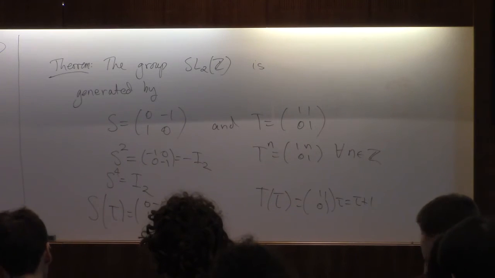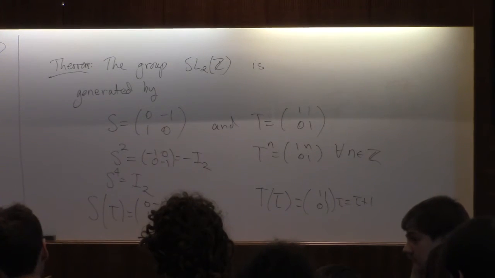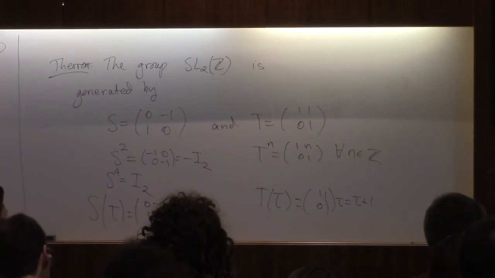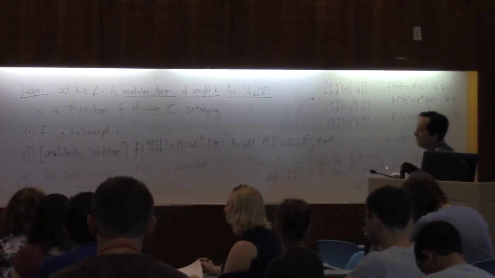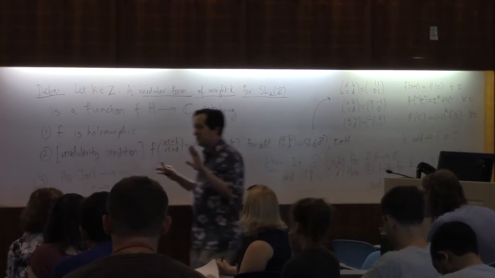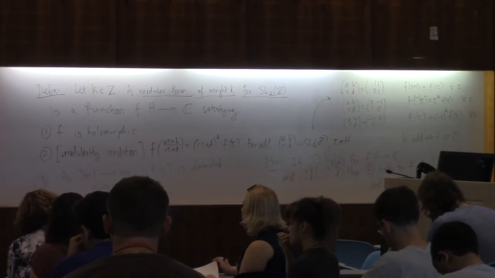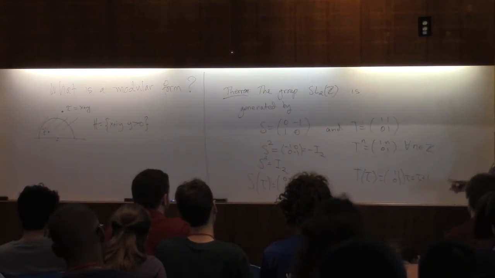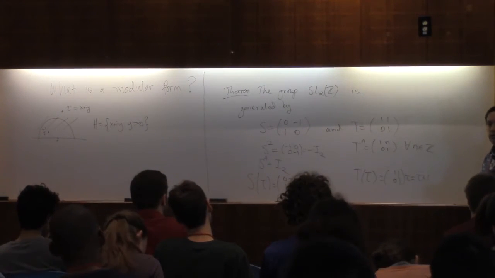Yes? Okay, this is a very good question, whether S squared is the identity. What I said over here: if we looked at (-1, 0; 0, -1), its effect on the upper half plane is not to do anything. So there is this distinction, a very mild one, between the matrices as matrices and the matrices as transformations on the upper half plane.